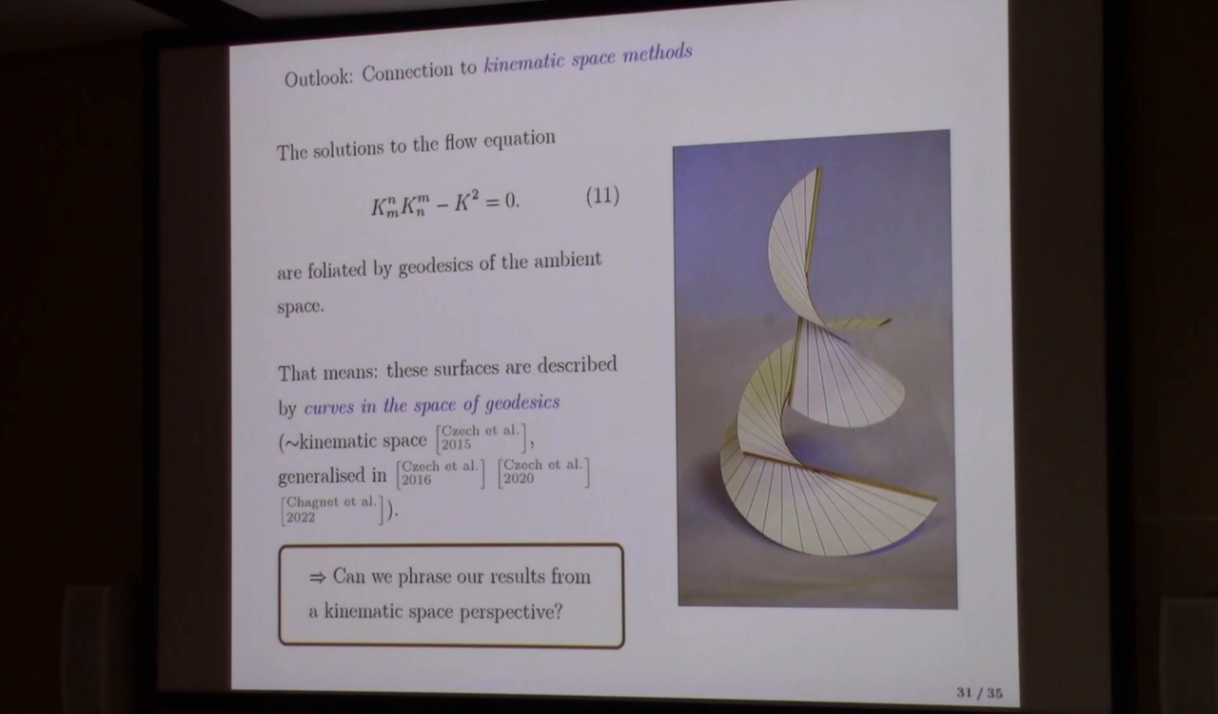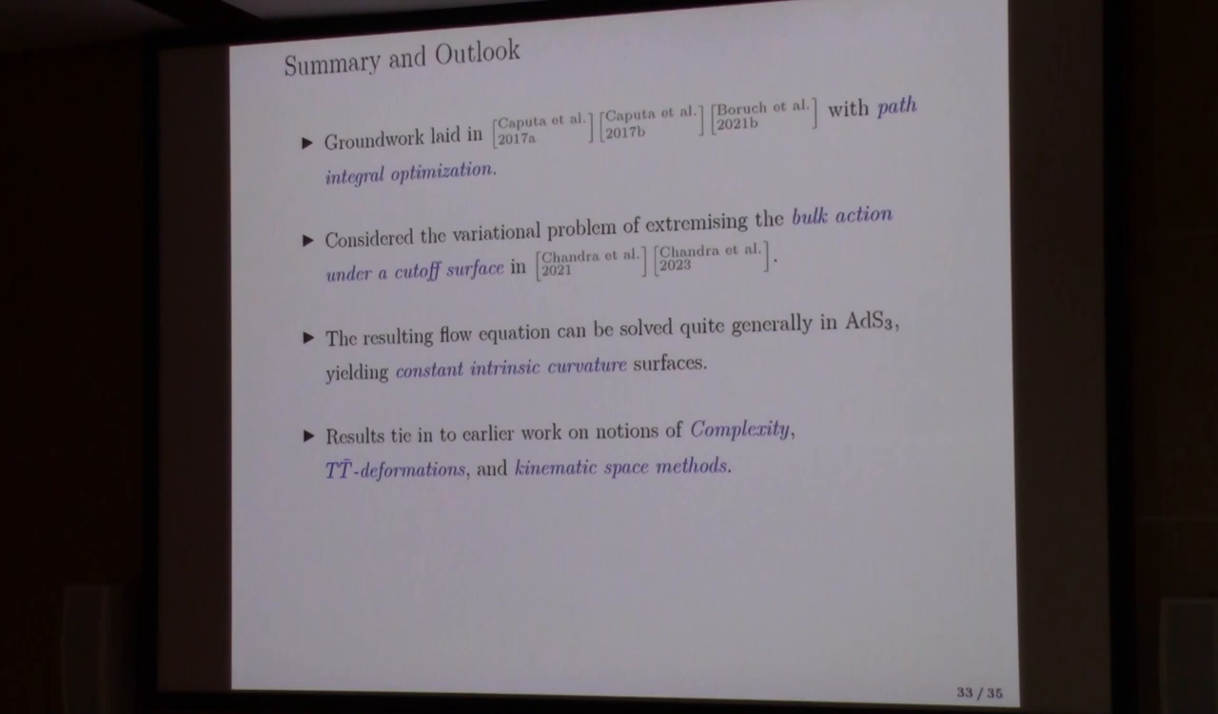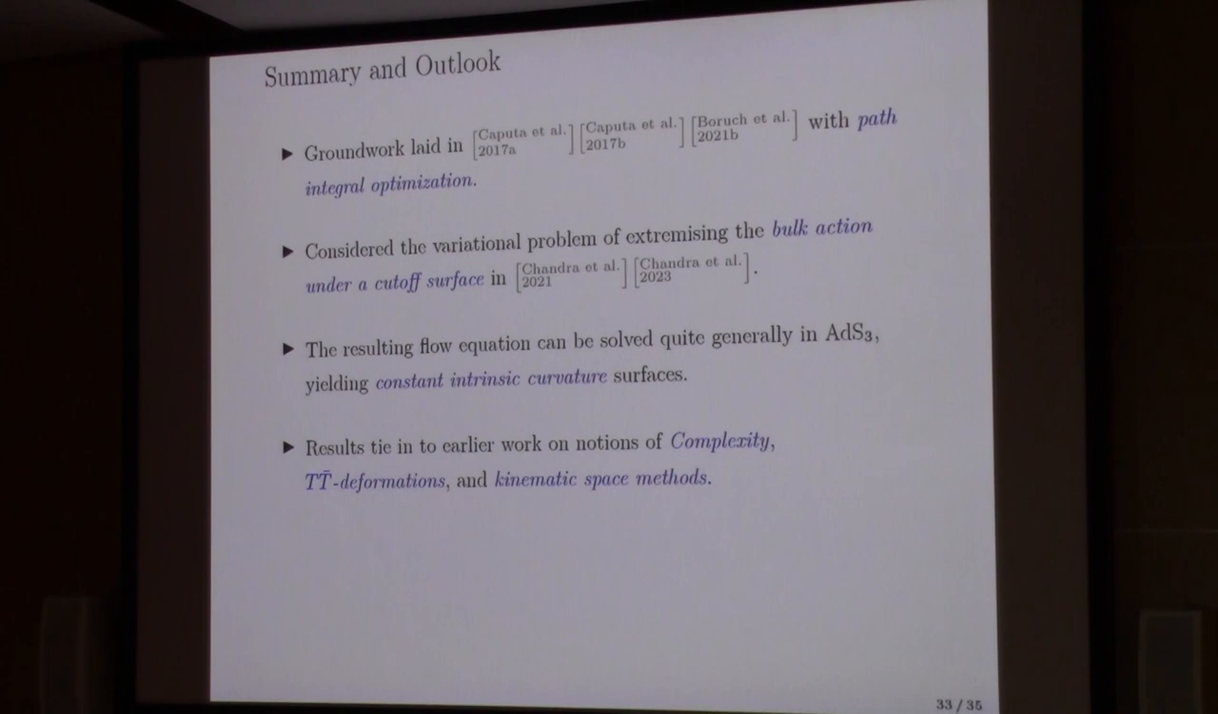So with that all said, I would at this point actually like to summarize. The groundwork and the motivation for what we were doing was laid with this idea of path-independent optimization, a very ambitious program with hopes of shedding light on how AdS CFT actually works and comes into being. Based on that, we considered this variational problem of maximizing the bulk action enclosed in a certain cutoff surface on a fixed background. We showed that the resulting flow equations demand you to work with constant intrinsic curvature surfaces, hence going back to this boost question that I formulated earlier on. Because of that, we also have the methods to construct solutions to these equations very simply. These results tie into earlier work in the holography context surrounding notions like complexity, TT bar deformations, which unfortunately I didn't have time to explain very much, and these kinematic space methods.